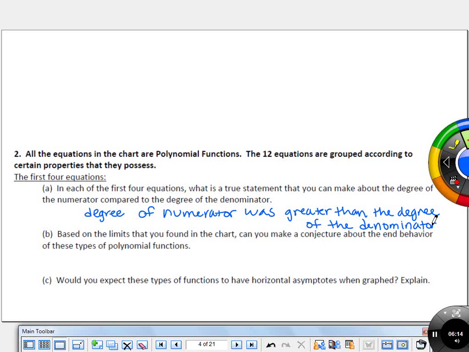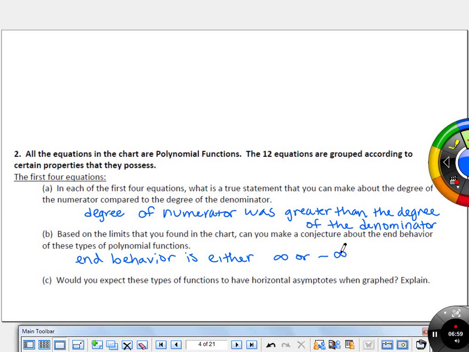Okay? Based on the limits that you found on the chart, can you make a conjecture about the end behavior of these types of functions? So what would you say about the end behavior of these functions? What did we just talk about? Nicole already told us what she found in the chart. So the end behavior is either infinity or negative infinity.